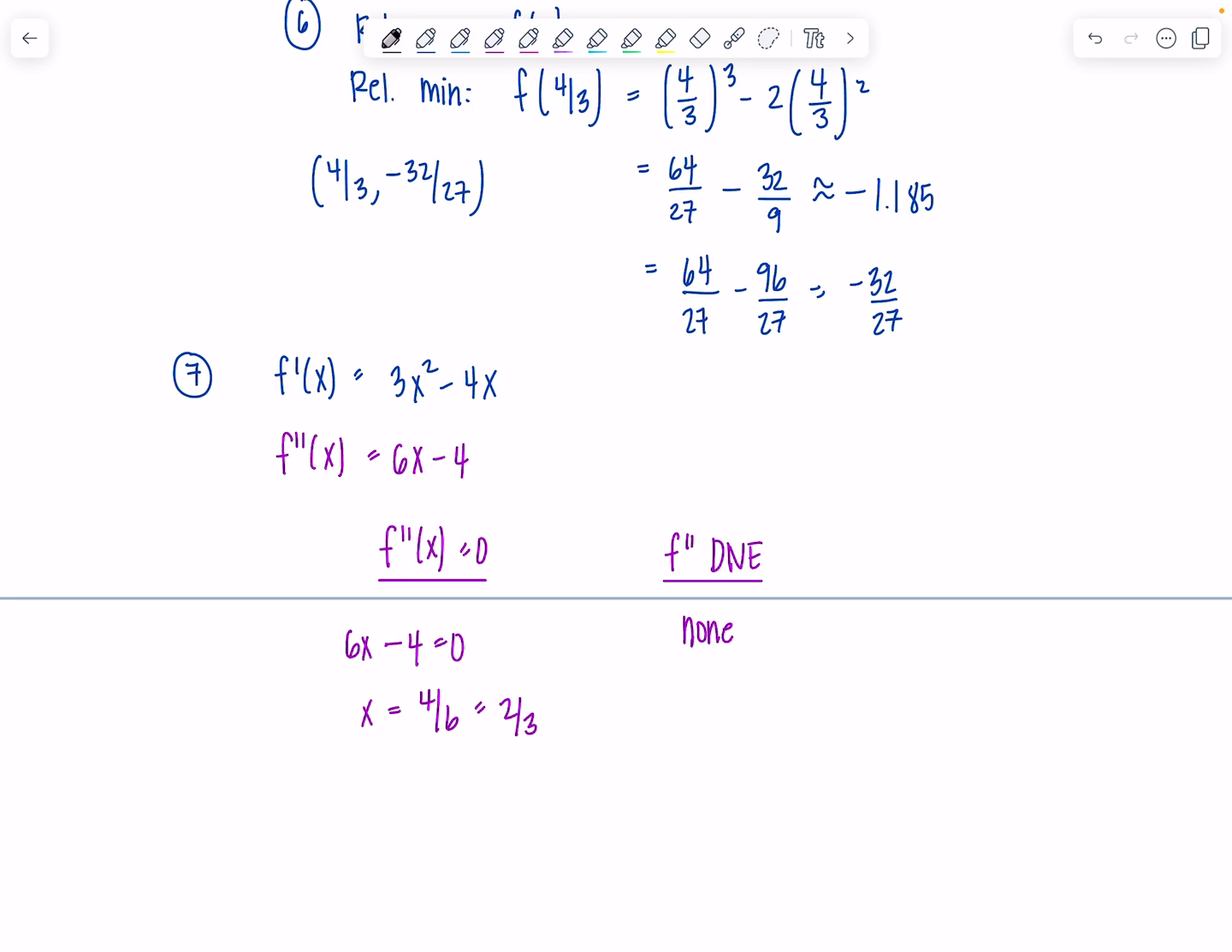Okay, so now we make another number line. I'm going to put 2/3 on there. Label the number line f double prime. That way when you're testing, you remember, oh, I'm plugging it into the second derivative. So say I pick something smaller than 2/3, like 0. 0 minus 4, that's going to be negative. So my graph is concave down on that interval. And then something bigger than 2/3, like 1 or 100, second derivative is positive, so it's concave up.